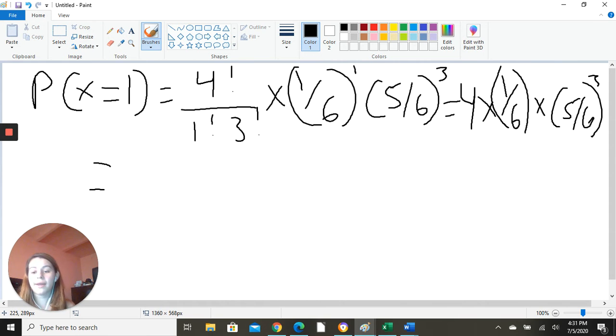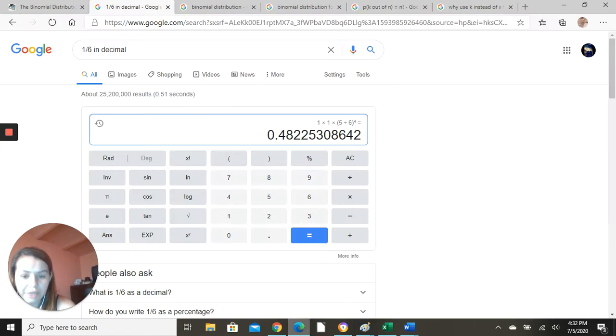So P of x equals 1 equals 4 factorial over 1 factorial and 3 factorial times 1 over 6 to the first power and 5 over 6 to the 3rd power, which equals 4 times 1 over 6 times 5 over 6 to the 3rd power. So let's head on to our calculator.